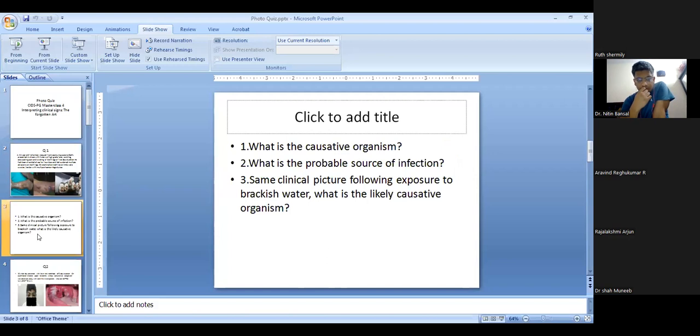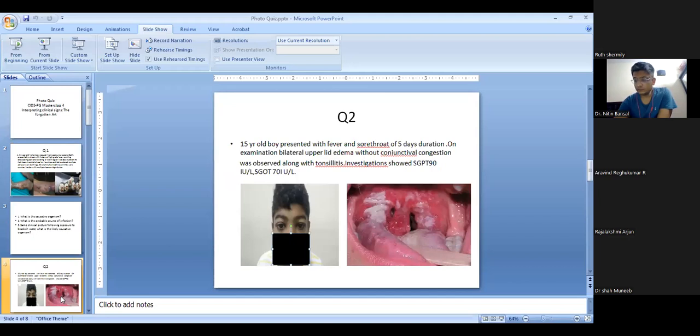The second question is, what is the probable source of infection? The third question is, if the patient is presenting with the same clinical picture following exposure to brackish water, what is the likely causative organism? I will read the questions once again. What is the causative organism? Second, what is the probable source of infection? Third, the same clinical picture following exposure to brackish water, what is the likely causative organism? I will go to the next question.